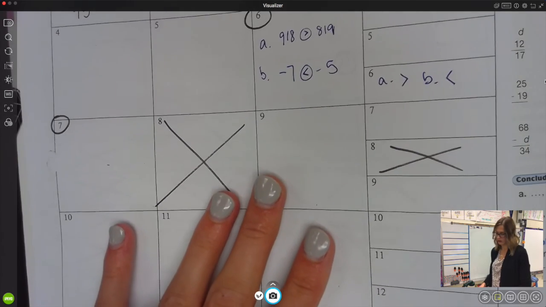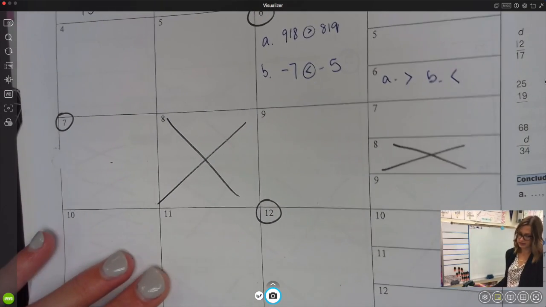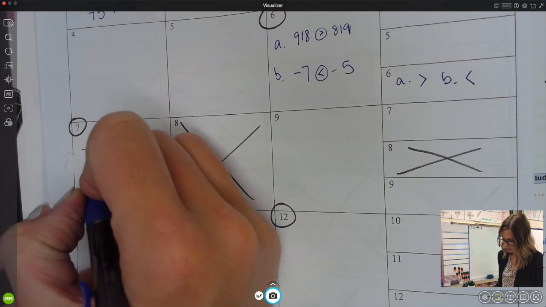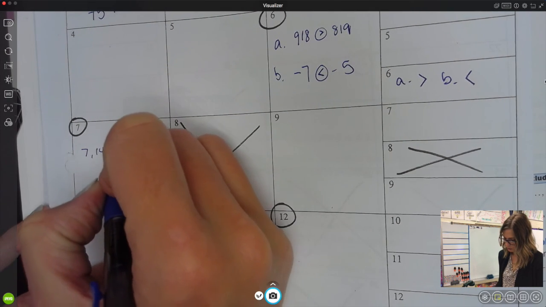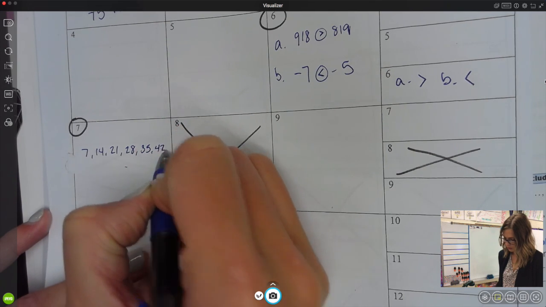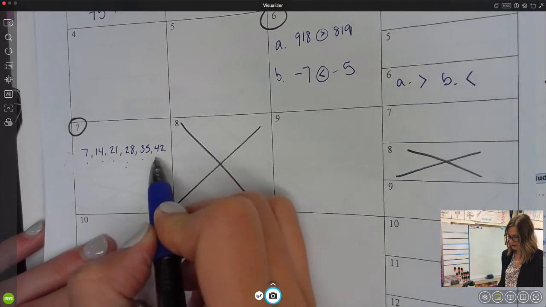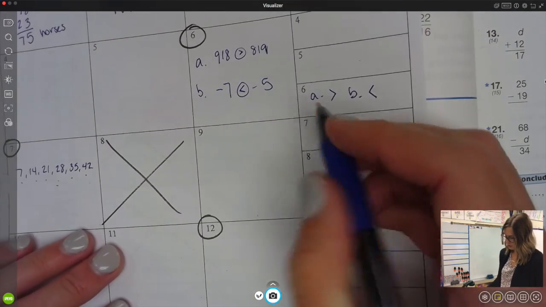Number 7 says 6 weeks is how many days? Count by sevens. So we've got to count by 7 6 times. So 7, 14, 21, 28, 35, 42. Double check I did it 6 times. 1, 2, 3, 4, 5, 6. Yep. 42 days.